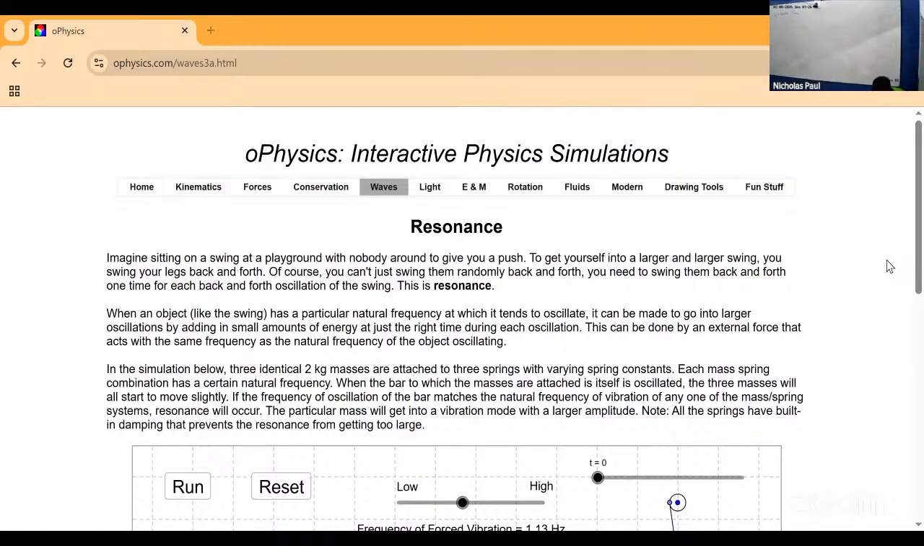Right, sorry. So I want to show you this concept of resonance. It's something that we experience almost every day. So imagine sitting on a swing at a playground with nobody around to give you a push, and you want to get yourself into a larger swing. So you're on a swing, the person pushes you and leaves you. What will happen after a while if you don't push yourself? You're coming back to equilibrium, right?